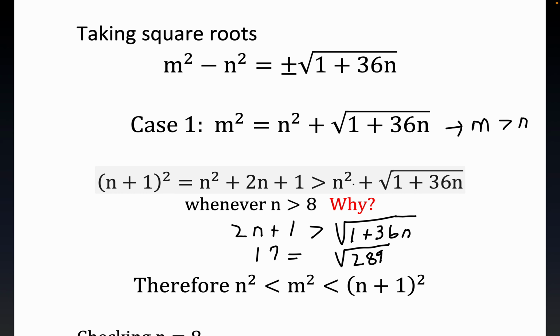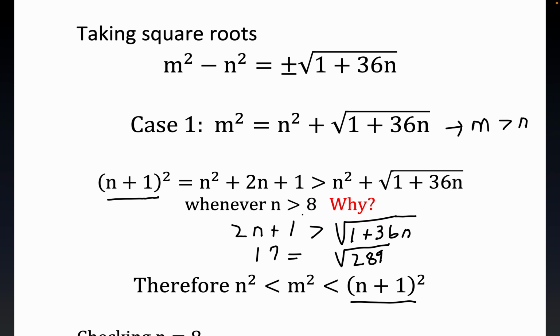You get n squared plus the square root of 1 plus 36n is less than n plus 1 squared, you see? See right here, this and this? Okay, how that works out? That works out very nicely, provided n is greater than 8. So it's kind of the reverse of what I was saying a while ago.